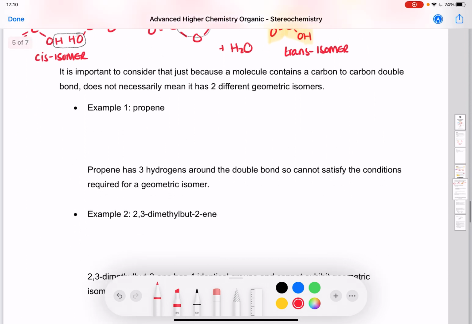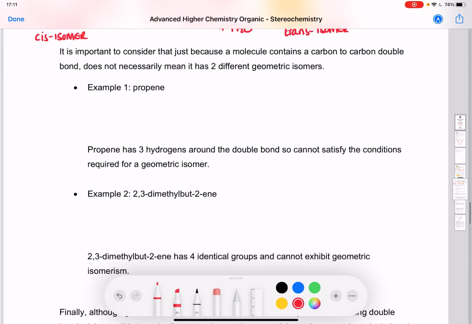Now, it is important to consider that just because a molecule contains a carbon-to-carbon double bond does not necessarily mean it has two different geometric isomers. Okay, so let's look at some examples where a molecule does have a carbon-to-carbon double bond but does not have two different geometric isomers. So for our first example, we're going to look at propene. So what I'll do is draw propene the way that we usually would, and then I'll do a redraw just so that you can see exactly where everything is coming from. Right, so here is the way we would usually draw our propene. I'm then going to do a little redraw and orientate everything in the correct way.